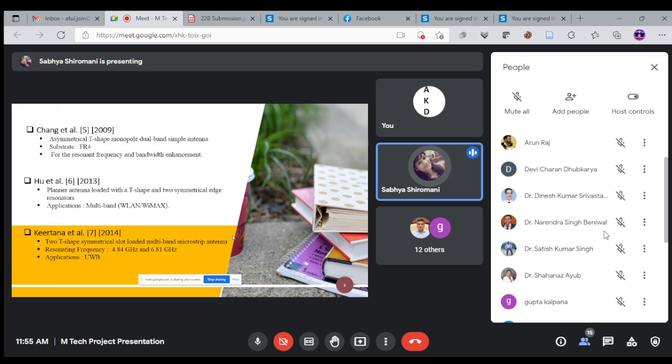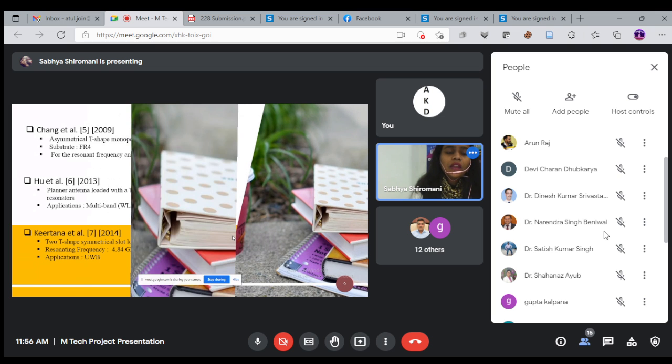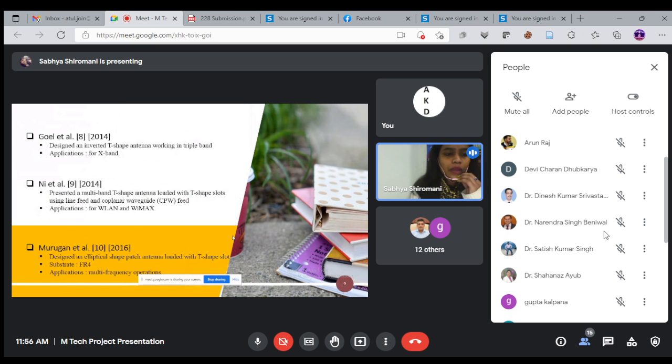Thereafter, we have Keitana et al., who have worked on two T-shaped symmetrical slot antenna loaded with multi-band microstrip antenna, and the resonating frequency was kept between 4.84 gigahertz and 6.81 gigahertz. The application was ultra wideband. And then thereafter, Goel et al. have presented the design of an inverted T-shaped antenna working in triple band, which had its application in X-band.